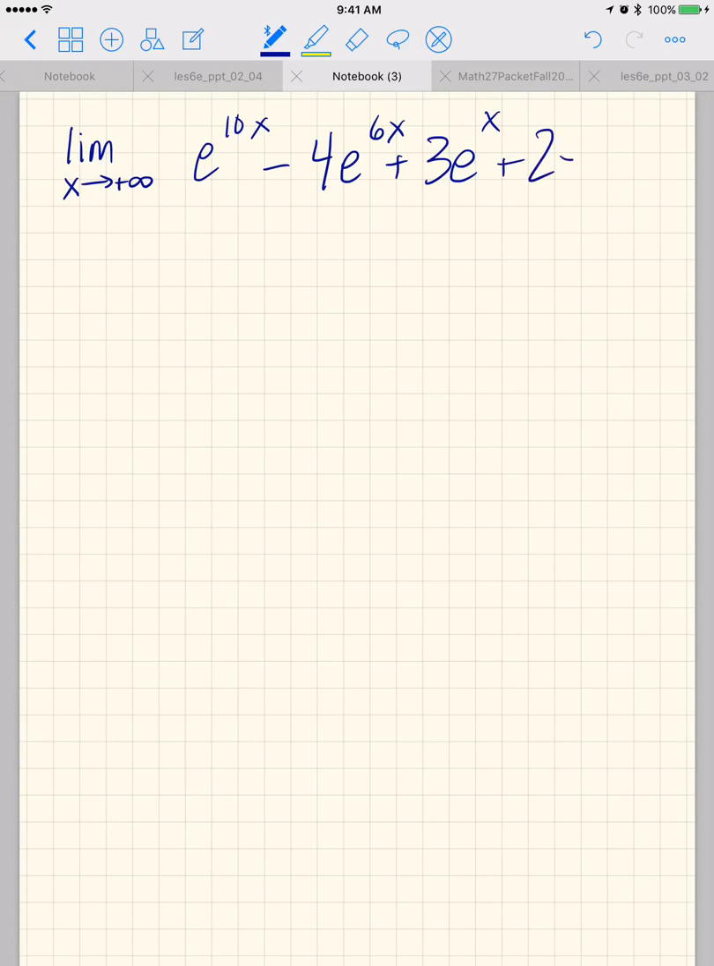Okay, so that's the major idea that we're using again and again. And let's do another example here. What is the limit as x approaches plus infinity of e to the 10x minus 4e to the 6x plus 3e to the x plus 2e to the negative 2x minus 9e to the negative 15x? Wow, this is a lot. This is big. And here's what we're going to do.